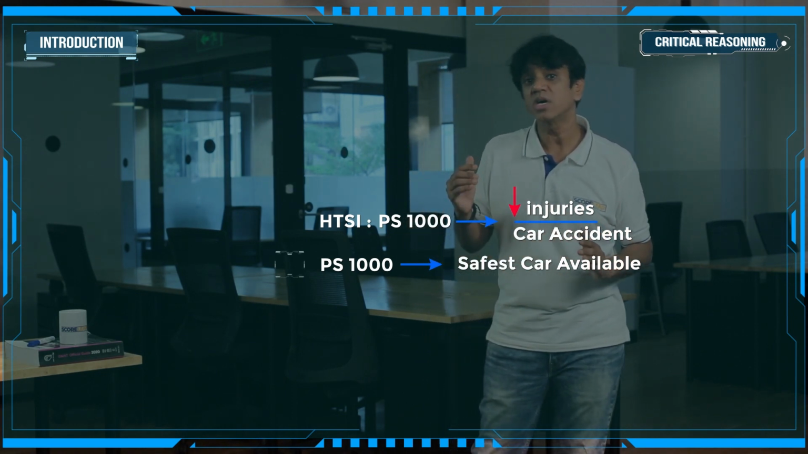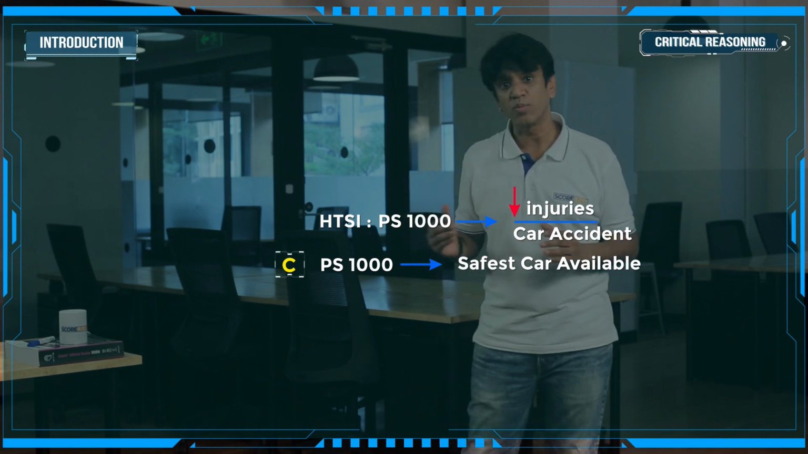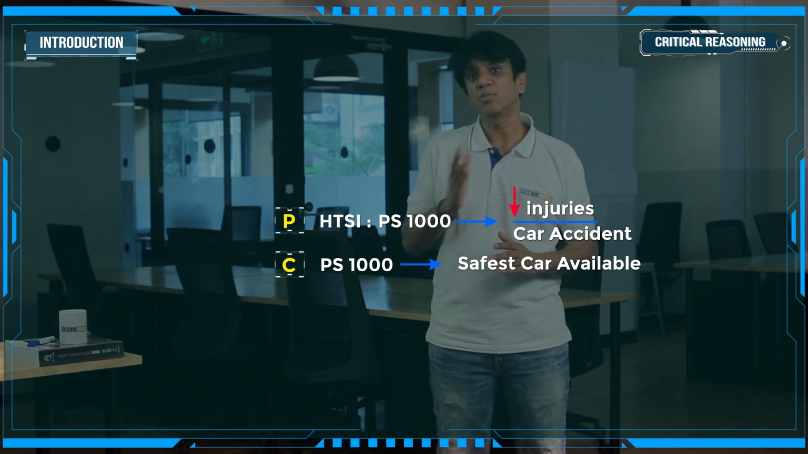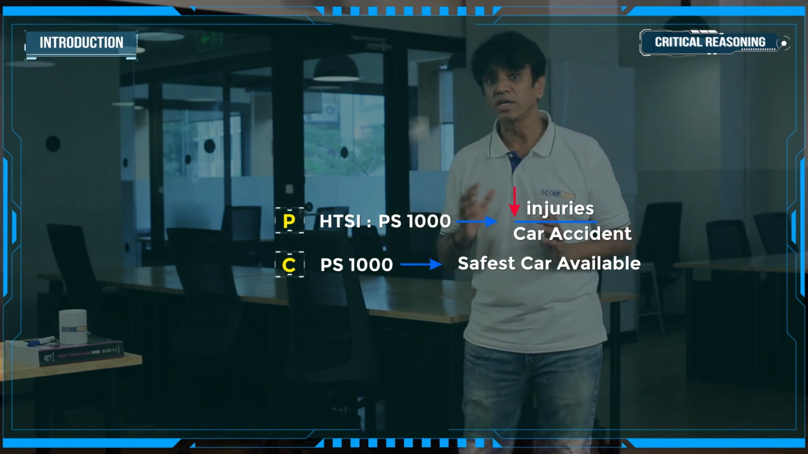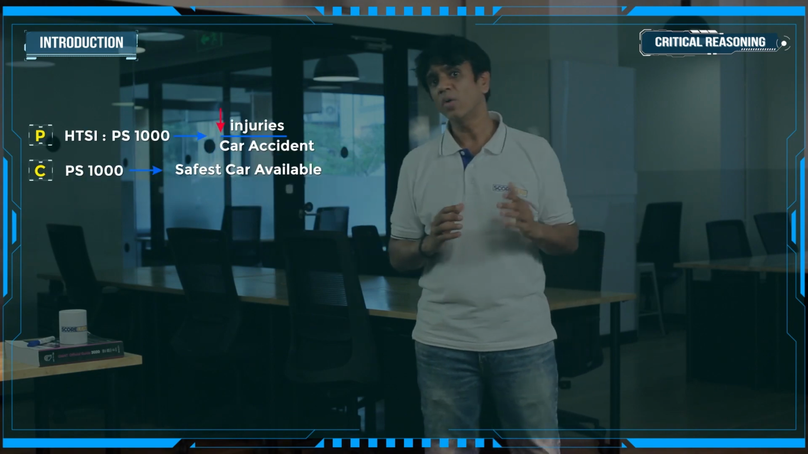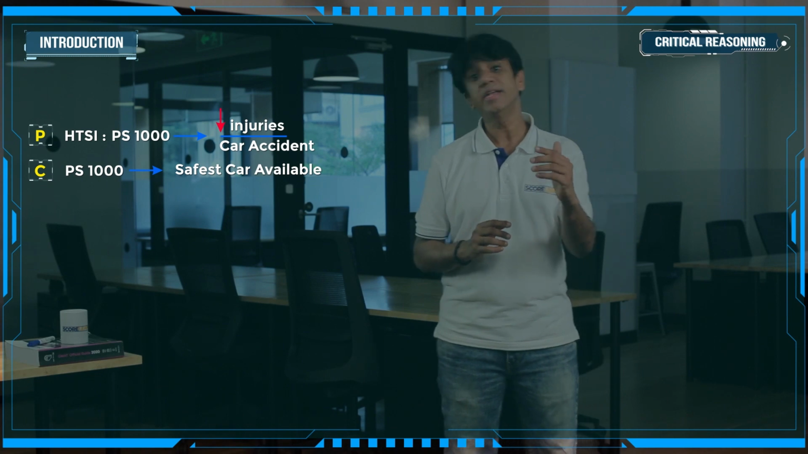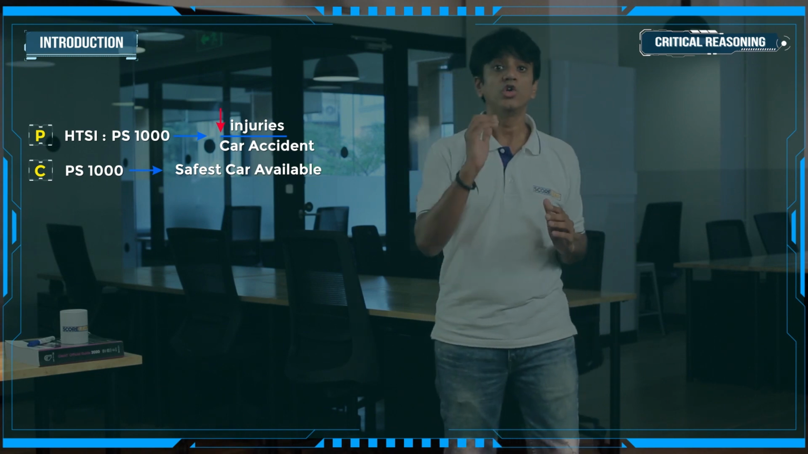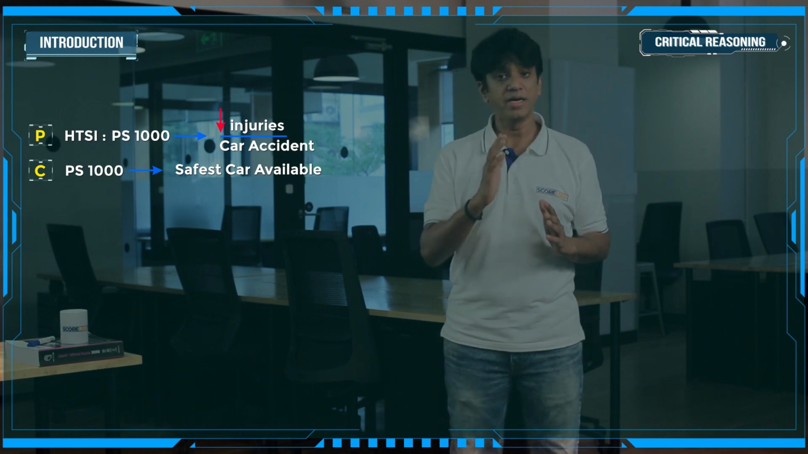So that point becomes the conclusion. And they base the conclusion on the HTSI report. Therefore, the HTSI report becomes a premise. HTSI report is a premise and PS1000 is the safest car available becomes a conclusion. So this is how a typical argument looks. Remember, it is very important that you identify the conclusion correctly. If you don't identify the conclusion correctly, you may end up selecting the wrong answer choice, and we don't want that to happen. Is it not?